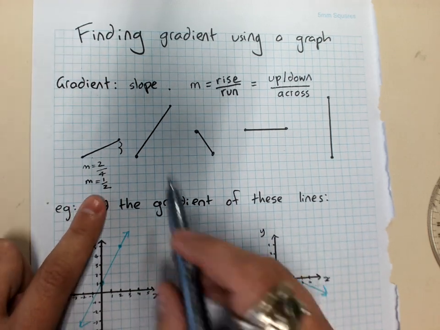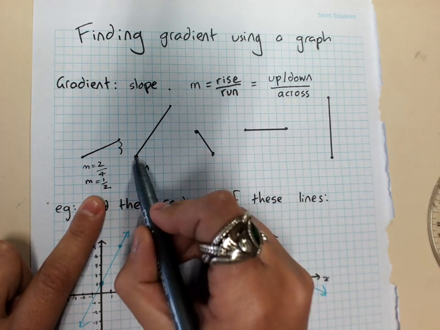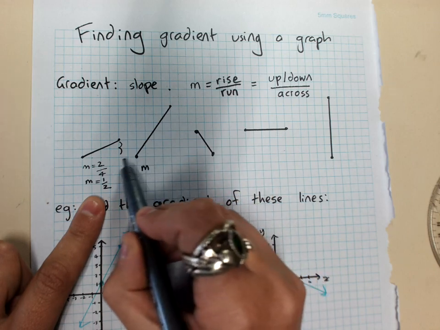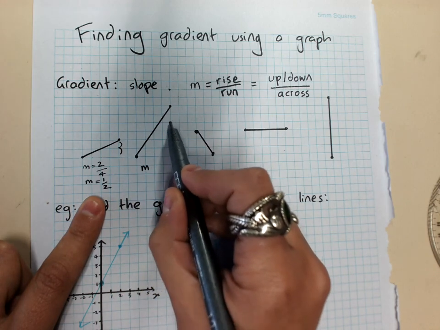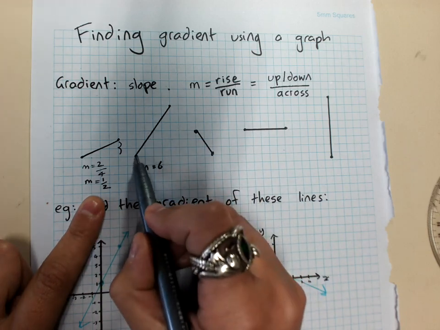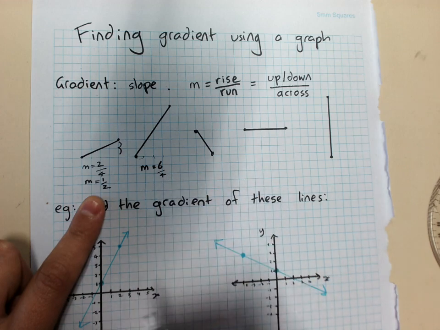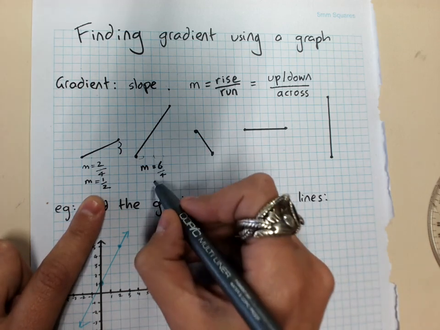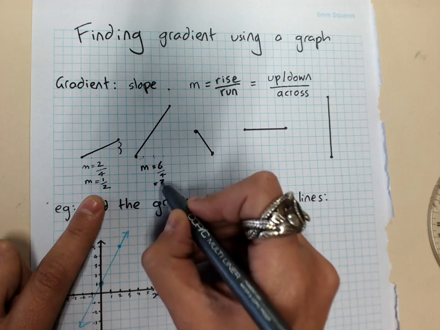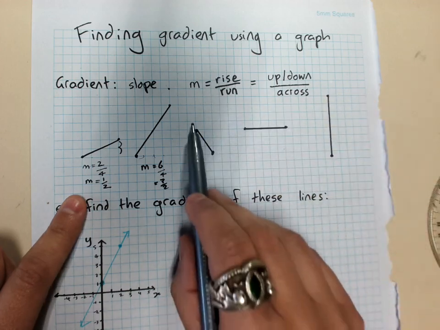Not very steep. In this one, our rise, how far it's gone up from this dot to this dot, is 1, 2, 3, 4, 5, 6. A rise of 6, and a run of 4. A much steeper line. Actually, we should have got a nice even number. That's 3 over 2. Steeper. I'm sorry, I should have got you a better one.